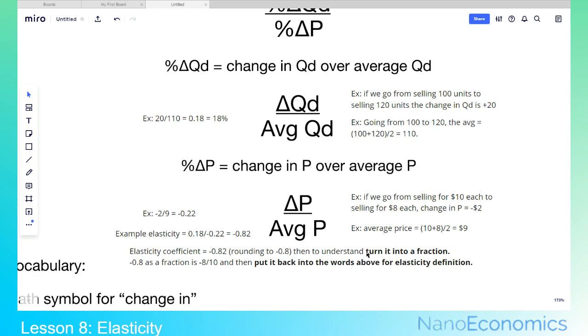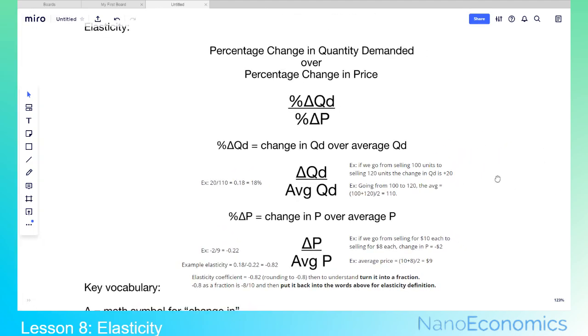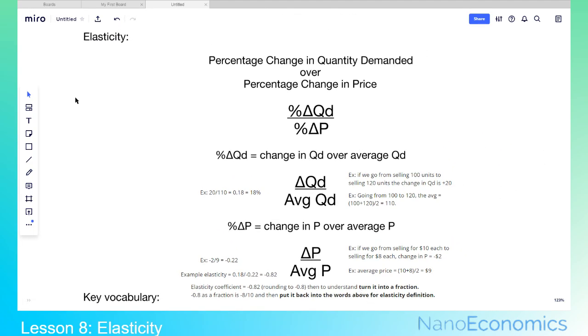So the elasticity coefficient, I'm turning it into a fraction. So now it's negative 8 over 10. And I'm going to put it back into the words above for the elasticity definition. So I need to zoom out a bit here.